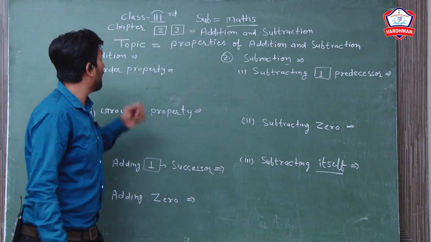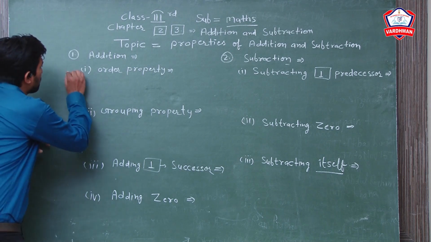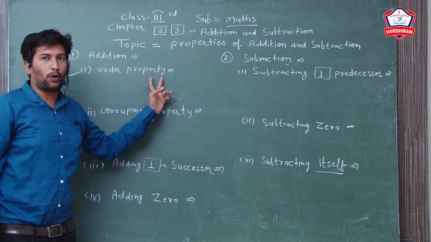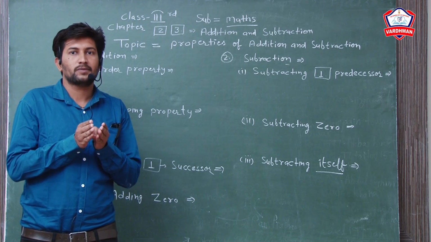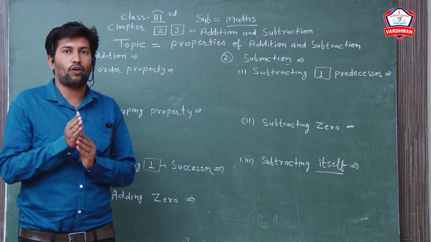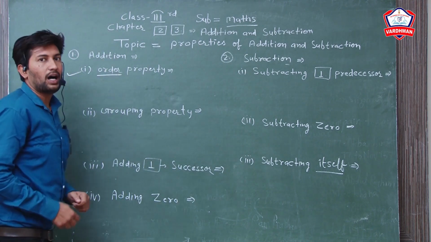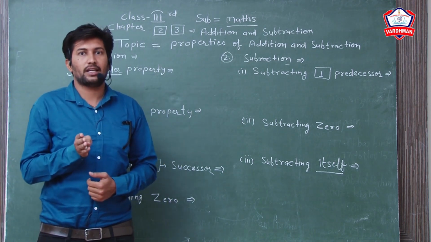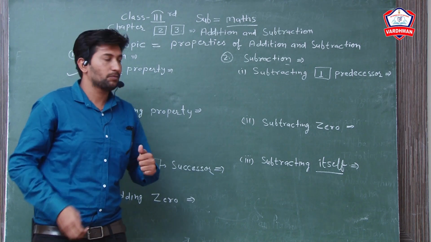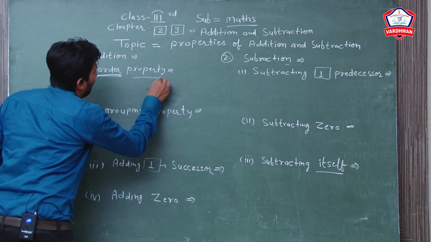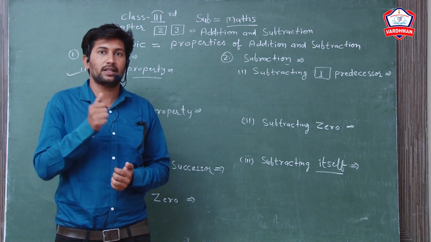Now we will start with addition. Your first property is the order property. Order property means if you have an addition of numbers with 3, 4, 5 digits, and we interchange the order, that does not matter, because the order property is not represented in addition.